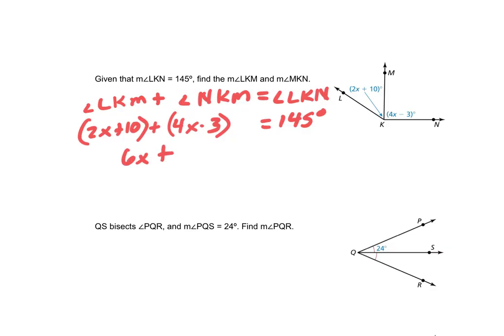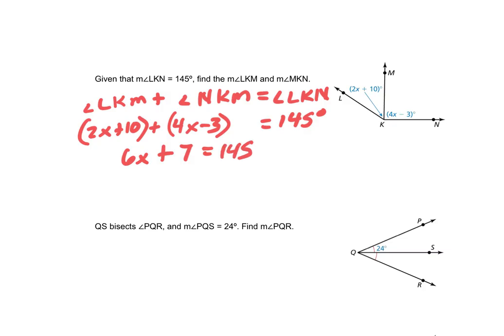10 and 3 are on the same side, but you got to be careful here because it's a minus 3. So this would be 10 minus 3. So be careful as you combine it, okay? We're not doing opposites there. We're not moving it to another side. It's on the same side as one another. So we're just taking 10 minus 3, which is 7.